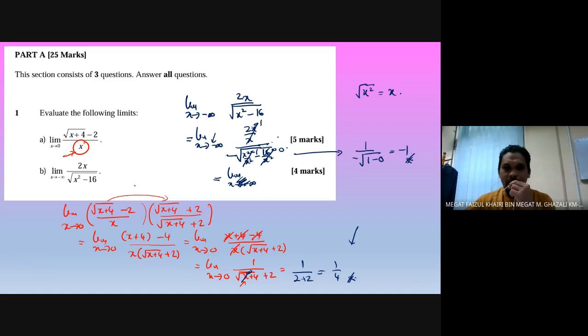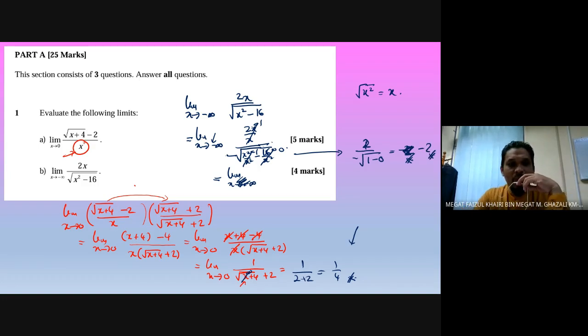Okay, we have 2 here, sorry. x divided by x equals 1, so times 2 equals 2, and square root of 1 minus 0 equals negative 2. Okay.